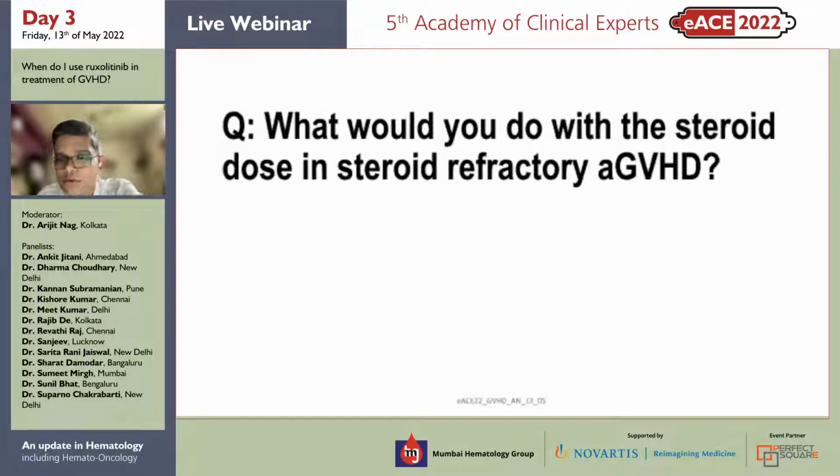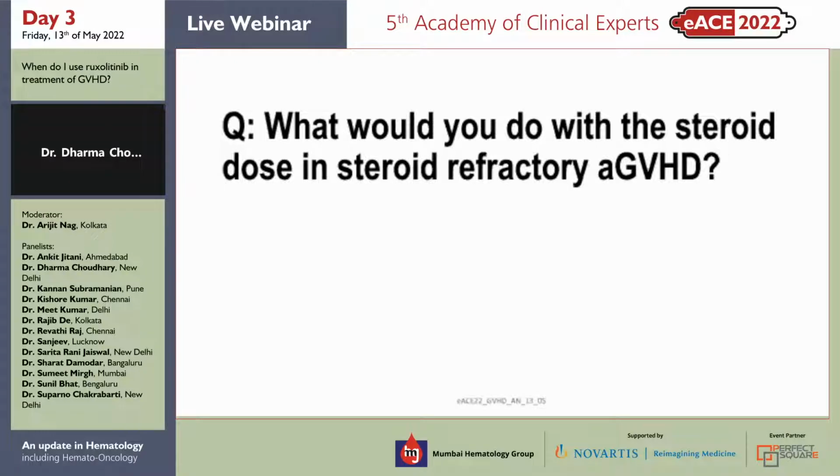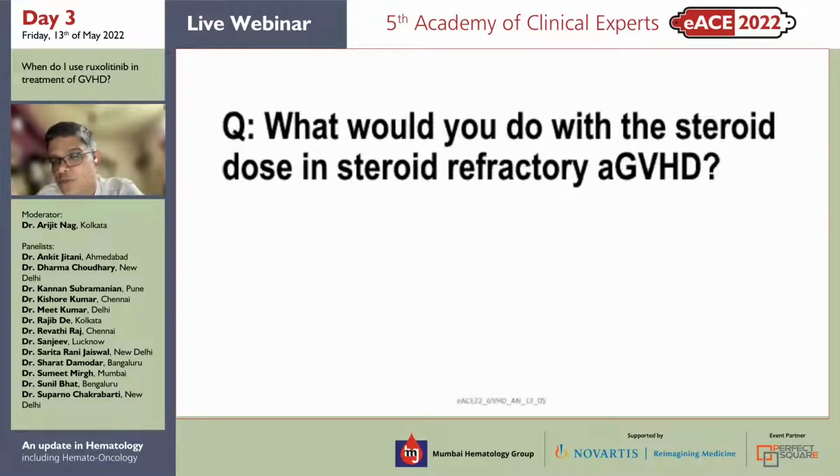Dharma sir, if you share the same thought. Yeah, same thought. The steroid has to be part of the backbone of the GVHD protocol. Whether you add second line or third line, you keep it at 1 milligram until complete response, and then you start tapering. Okay, Sumit, would that be your same practice?